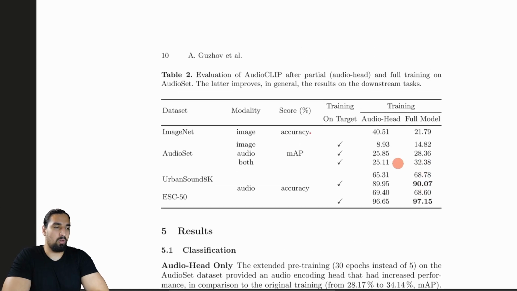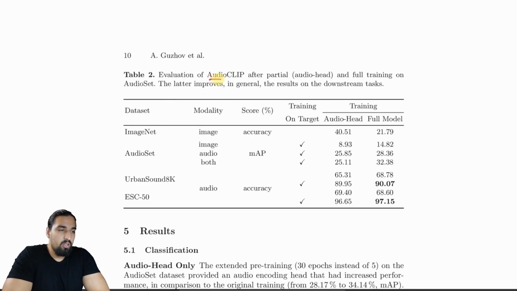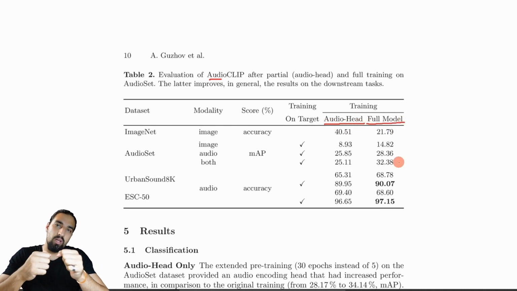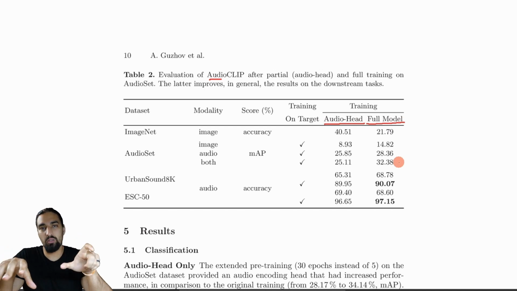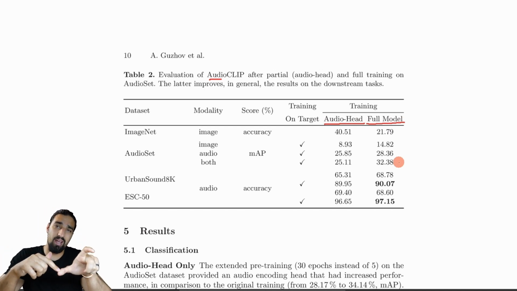So this is an important one. It evaluates AudioCLIP in two settings. First is audio head only, and then the full model. So audio head only is when you only train the audio head while the other two, the text and the image heads, were frozen.